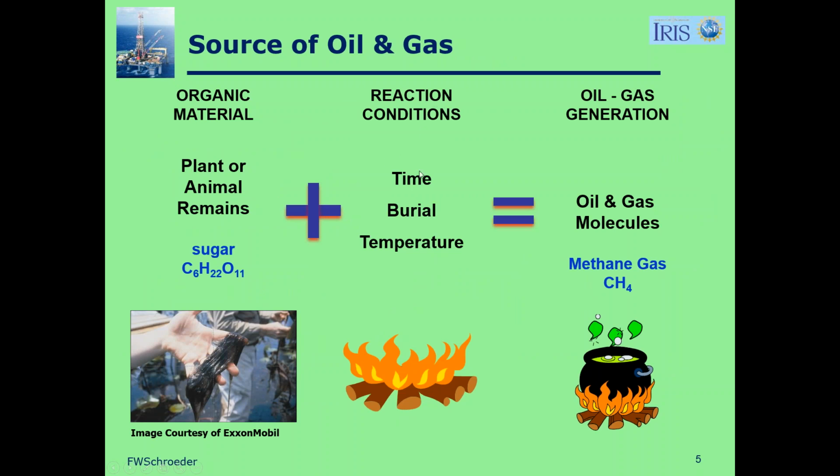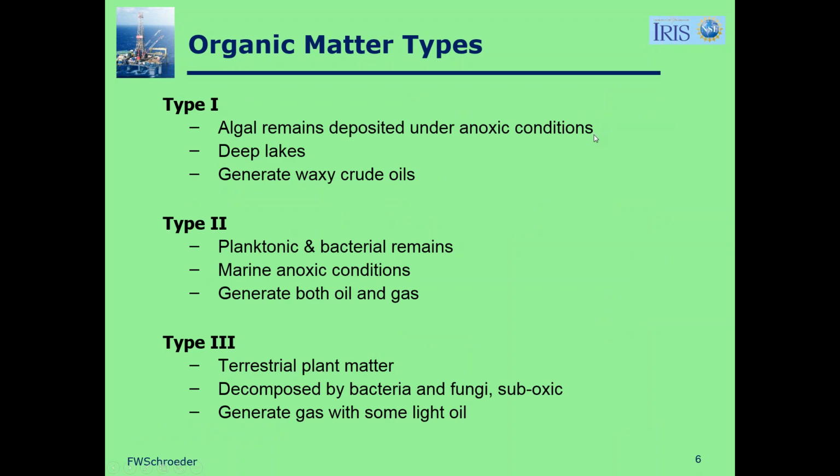So the source of oil and gas is plant and animal remains, so organic material. We need certain conditions. We need a certain amount of geological time. We need burial, and we need temperature. So the original organic material has to get transformed into oil and gas molecules. And so if we have organic material and we have the right conditions for the reactions to occur, then we get the generation of oil and or gas.